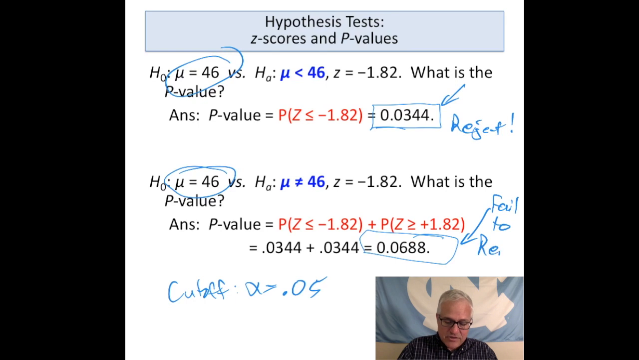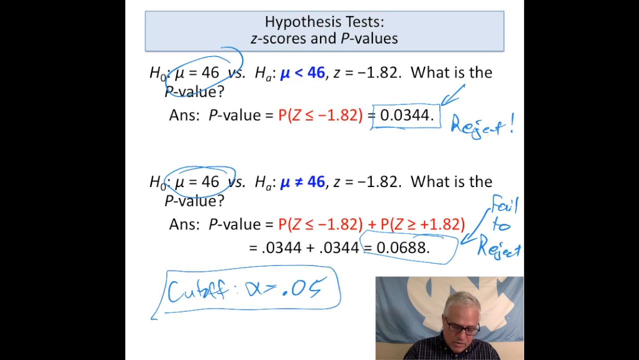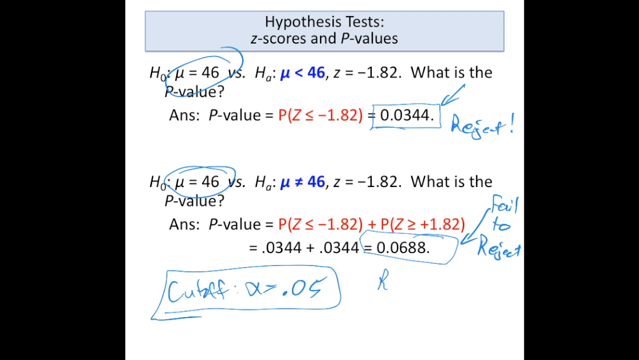I'm not saying I think the null hypothesis is true. I'm just saying under the conditions of a two-sided test and this cutoff we've assigned, what will be called level of significance in a minute, alpha equal 0.05, I reject if the p-value is less than that alpha we set, okay? Under those conditions, I would fail to reject for a two-sided test.